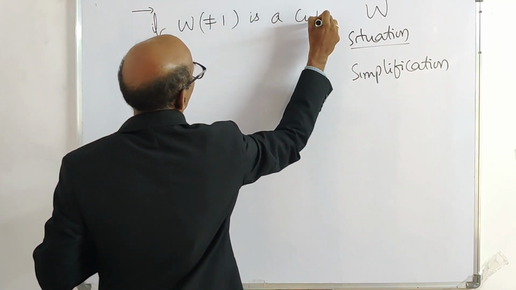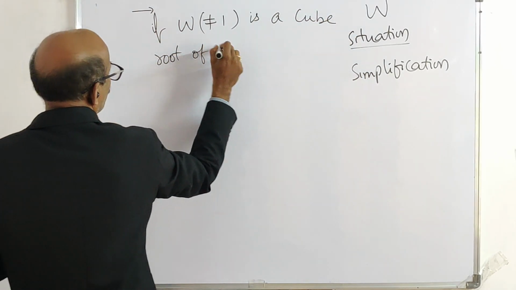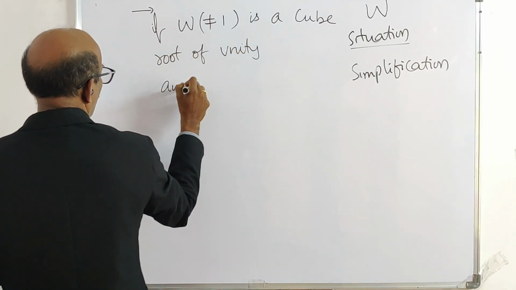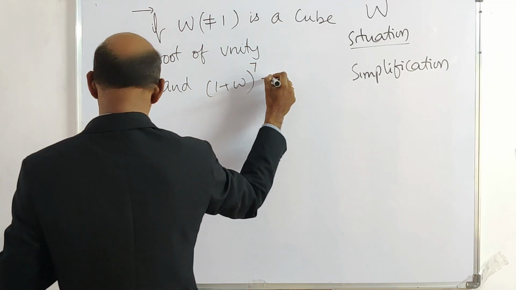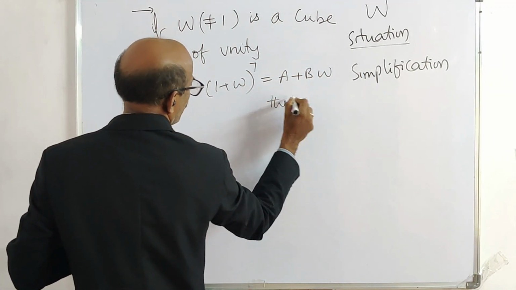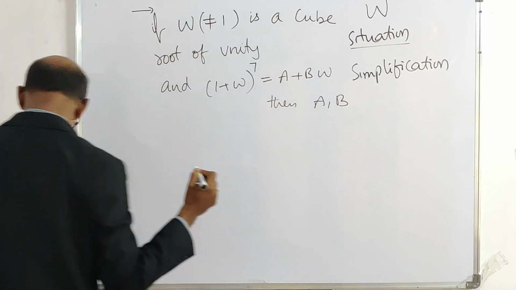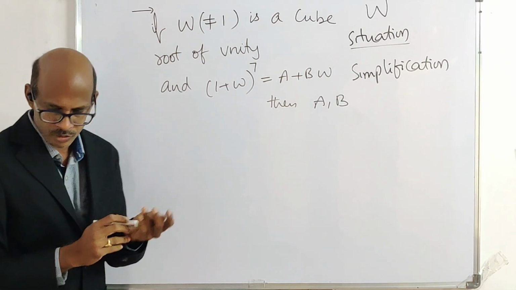Omega is a cube root of unity. First go through the data in the question given: 1 plus omega power 7 is a plus b omega. This is our previous JEE question. Then our target is a comma b. I think you got my point. So concentrate.